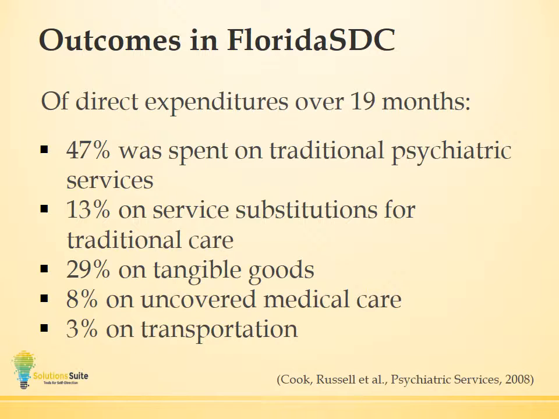29% of their budgets was spent on tangible goods, such as books for classes or tools for an apprenticeship program. 8% was spent on medical care not covered elsewhere, such as for dentures or glasses. Finally, 3% was spent on transportation, such as bus passes or taxis.